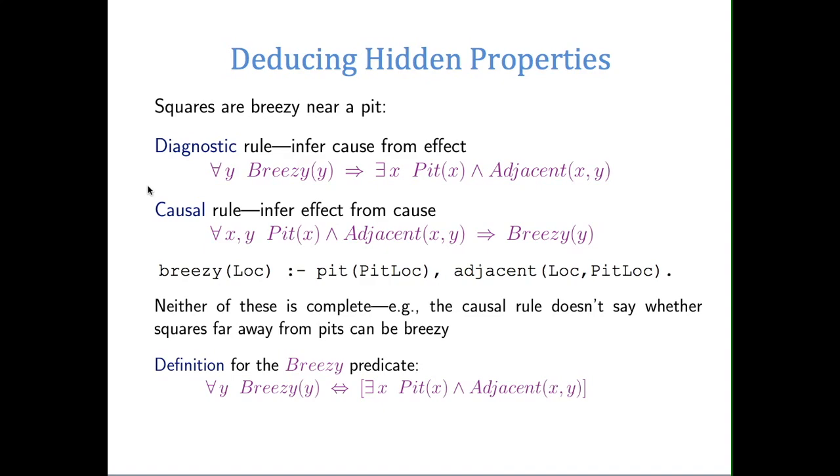Neither of these rules, unfortunately, is complete. The causal rule, for instance, doesn't say whether or not squares far away from pits can be breezy. It's possible. So a more complete definition for the breezy predicate would be something like, for all y, location y is breezy is equivalent to saying that there exists an x such that there's a pit at x and x is adjacent to location y.